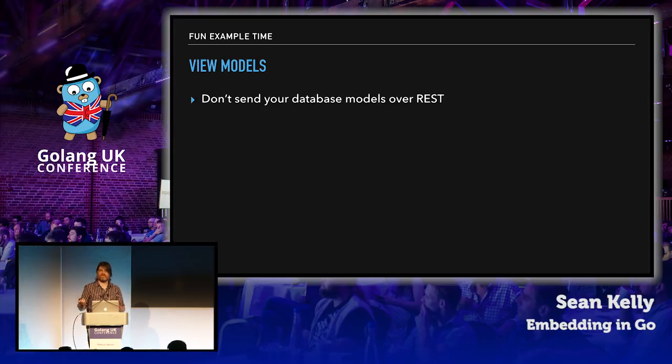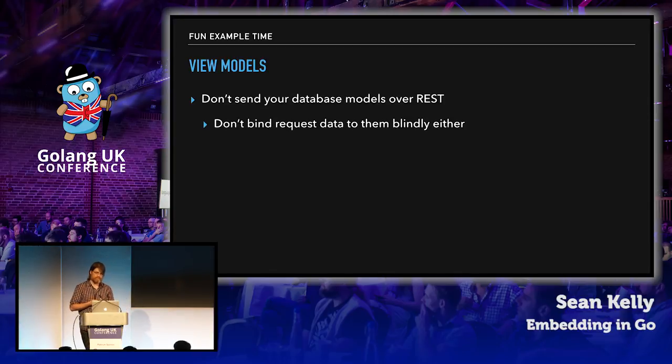And oftentimes, your front end doesn't accept the raw models from the database. It accepts a specially crafted payload or package. And a view model is one way you can do that. And embedding is a way that you can accomplish building view models in Go pretty effectively.